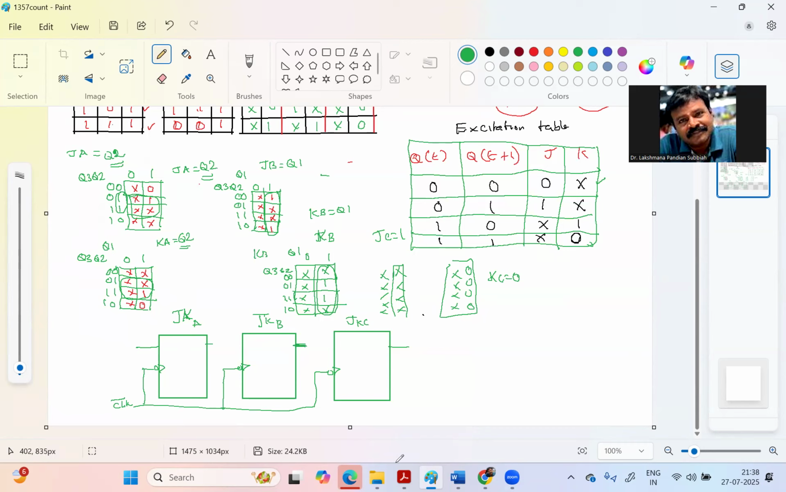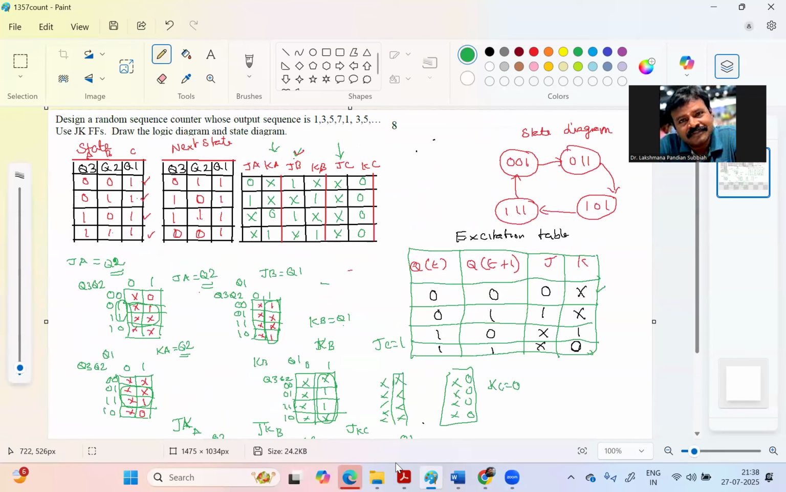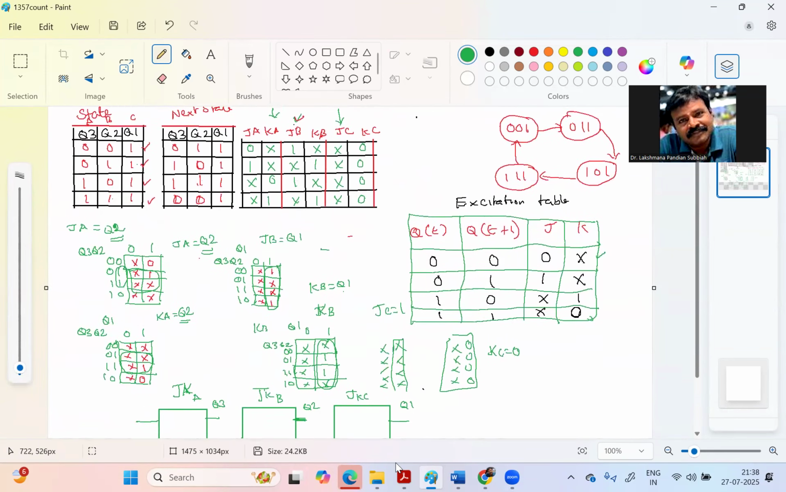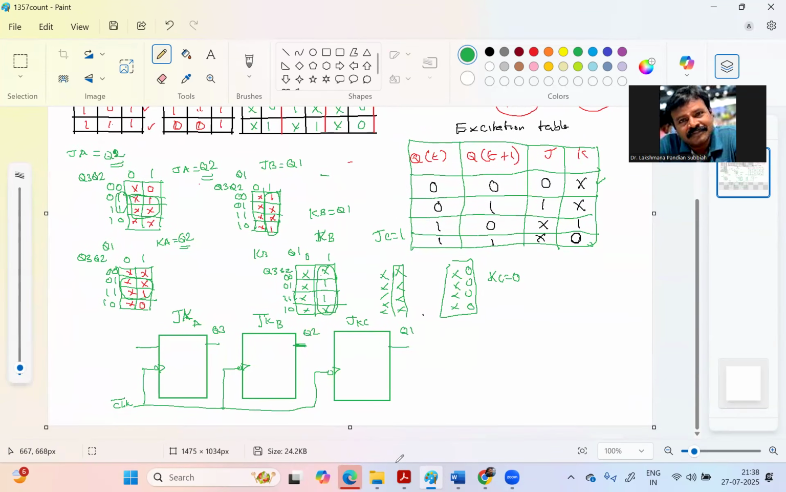This is Q3. This is Q2. This is Q1, right? Q3, Q2, Q1. So here now, what is connected now? Q2.